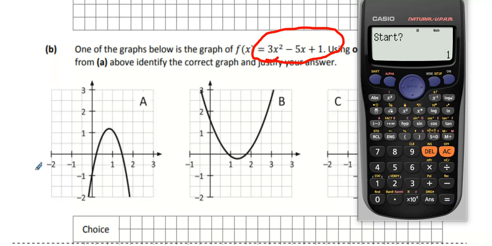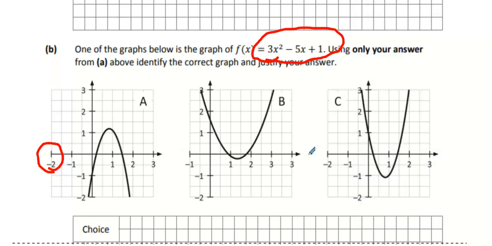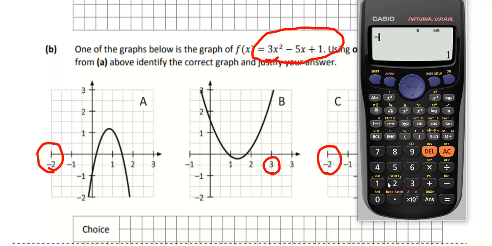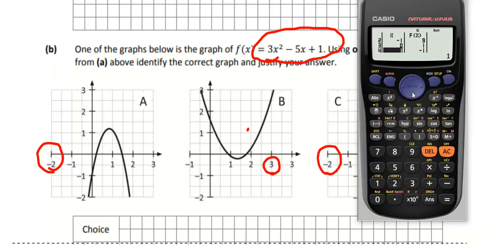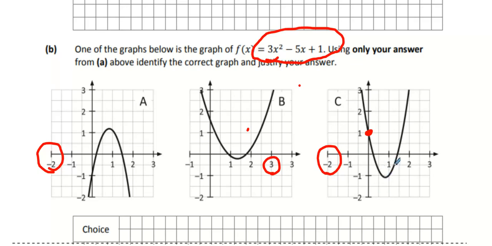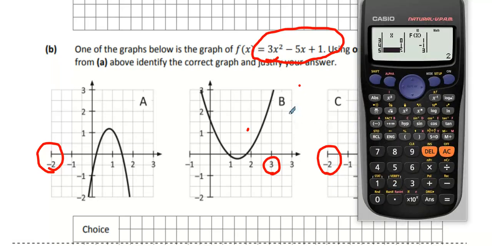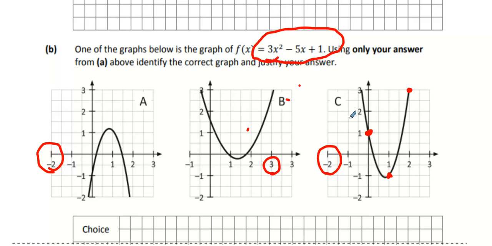Where should I start? Anybody? I can start at minus 2, couldn't I? Where should I end? End at 3. And guess what will happen? The points that I get on my calculator will match one of the points on the graph. See 0, 1? There's 0, 1 there, isn't it? What's the next one? 1, minus 1? That's that point there, isn't it? And what's that last point? 2, 3? Ah, look, lads, it's clearly C, isn't it?